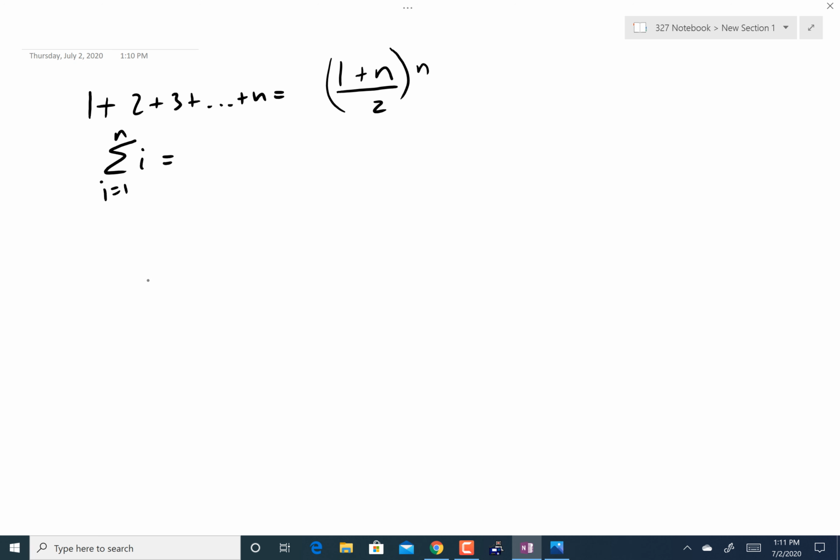Or i equals 1? Well, you get 1. What happens when you get 1 on this side? Well, this is not to the n, this is times n. So it'd be 1 plus 1 is 2. Divide by 2 is 1. Times 1 is 1. Check.